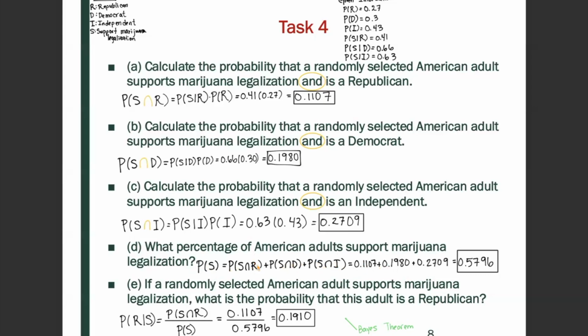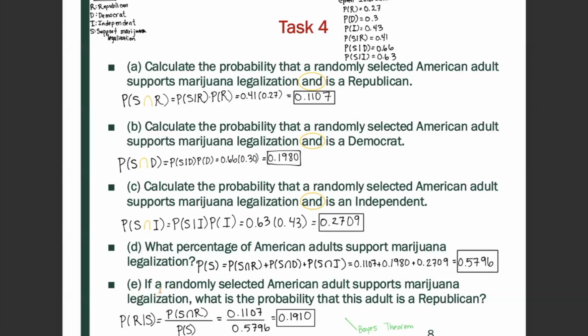So we already found all these three values. This was from part A. Probability of S intersect D is from part B, and then the probability of S intersect I is part C. So if you add those values together, you get 0.5796.